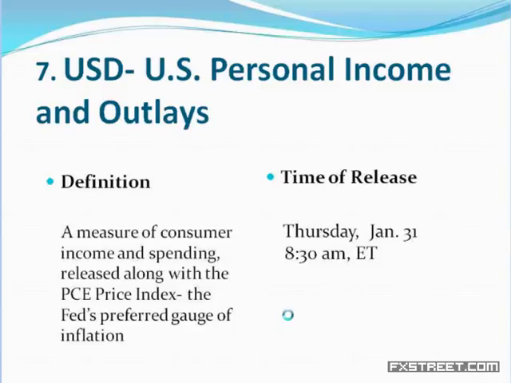So we're not at these levels that are going to signal the end of the ultra-accommodative monetary policy and aggressive quantitative easing. But the Personal Income and Outlays report, which comes up next Thursday morning, contains the PCE price index, the Personal Consumption Expenditures Price Index, which is the Fed's preferred gauge of inflation. And that's why it's important to watch that report.